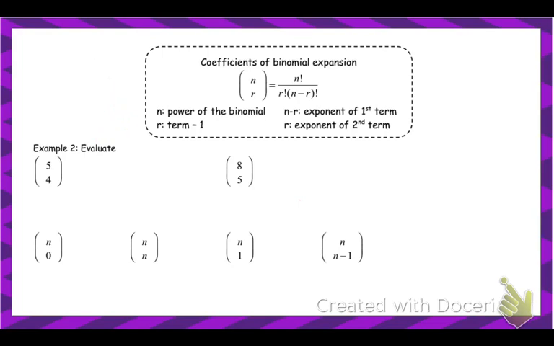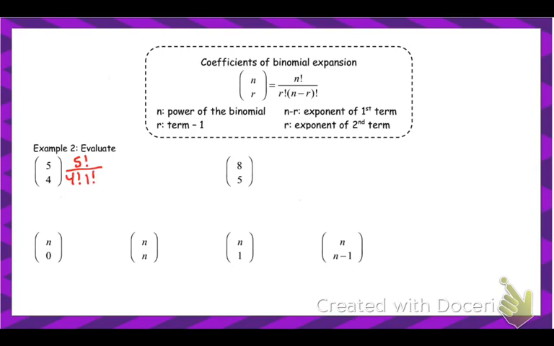Okay, so now let's look at how this works. To start, we're just going to evaluate this. We're not going to talk about where it is in terms of that placeholder. We're just going to use the formula to figure out what numerical value this has. So 5 over 4 written like this has an actual numerical value. We're going to use this factorial formula: 5 factorial over 4 factorial, and then 5 minus 4 factorial.